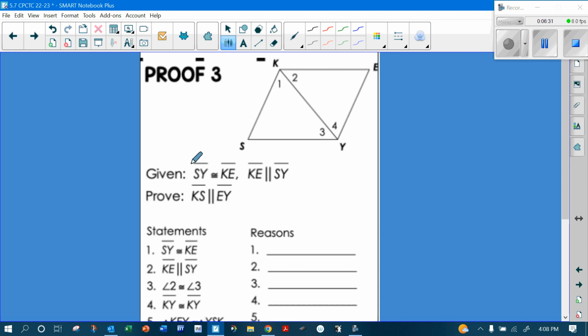All right, given segment SY is congruent to KE, so that's given.